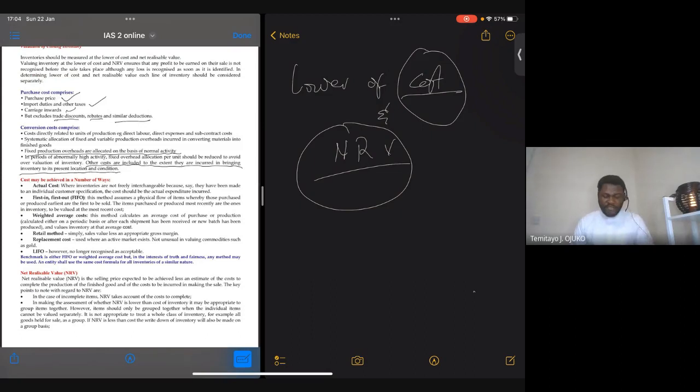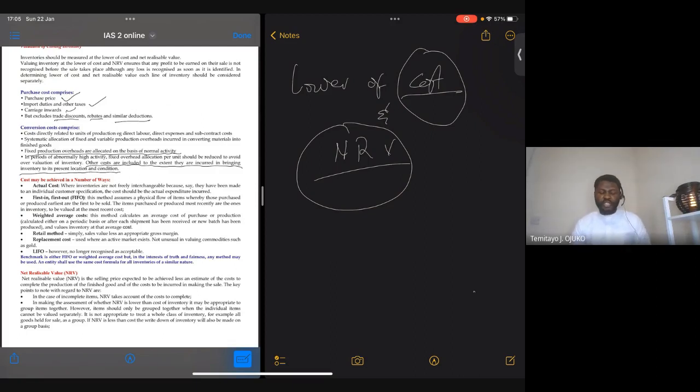Now, what are the cost valuation methods that we have? We have the actual costs. This is just the amount you bought the inventory, including the carriage inward of bringing them into the factory or wherever the location where they are. Now, let's just go through what the note is saying. Actual costs, where inventories are not freely interchanged because they have been made to an individual customer specification. This cost should be actual expenditure incurred.